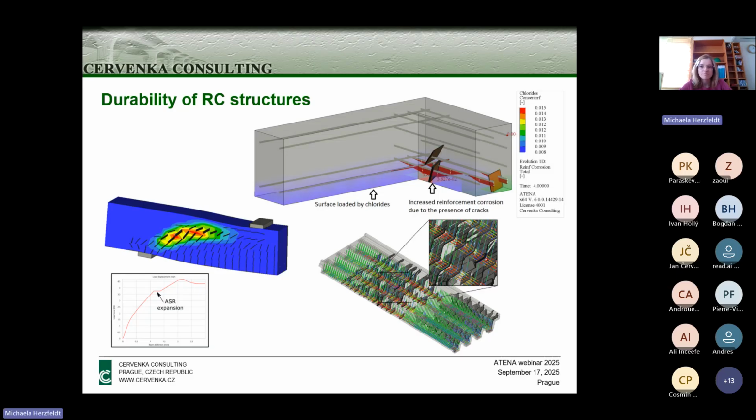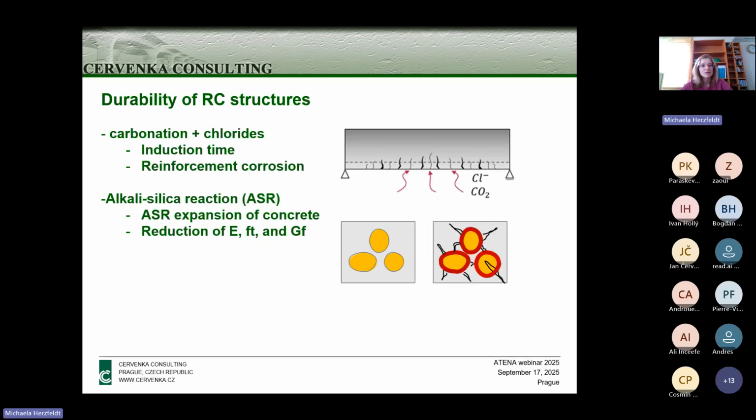And last part is the design of the structure, which is mainly concrete cover. Here you can see some examples of the calculations in ATENA. And yeah, we will focus on that.